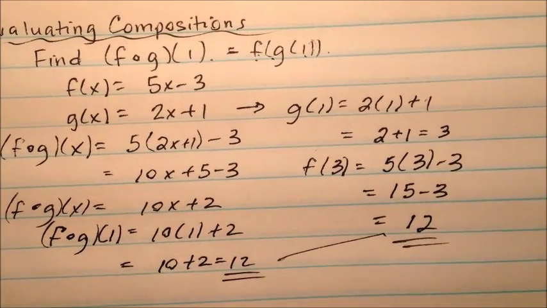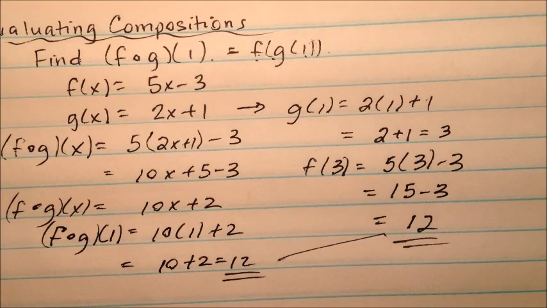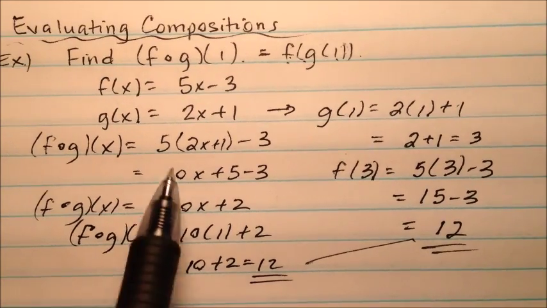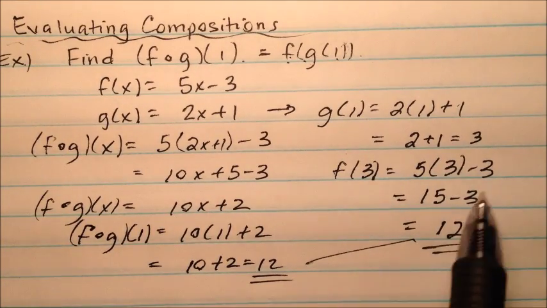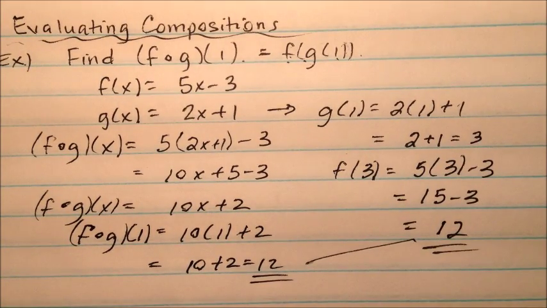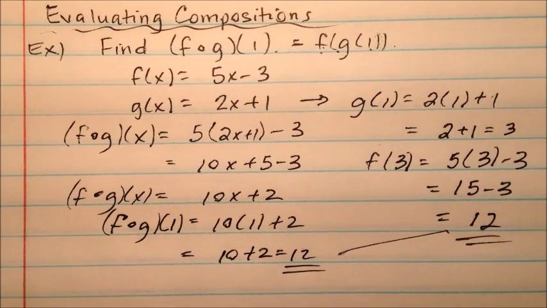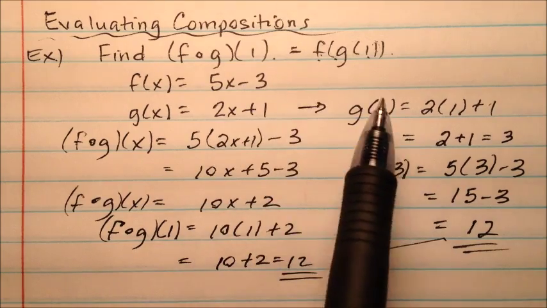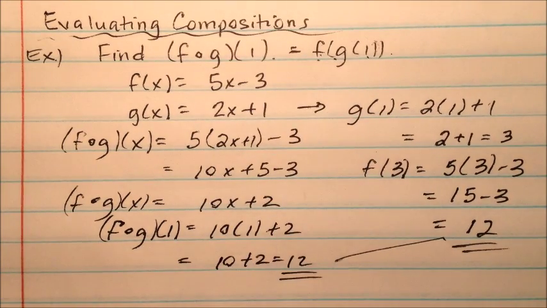So you'll notice both of these answers are 12, and it doesn't really matter which way you go about doing this. Some problems it might be easier to do it this way, and some problems it might be easier to do it this way. So it's kind of your choice as you take this approach. So this is evaluating compositions. So f circle g at 1 or f of g of 1.